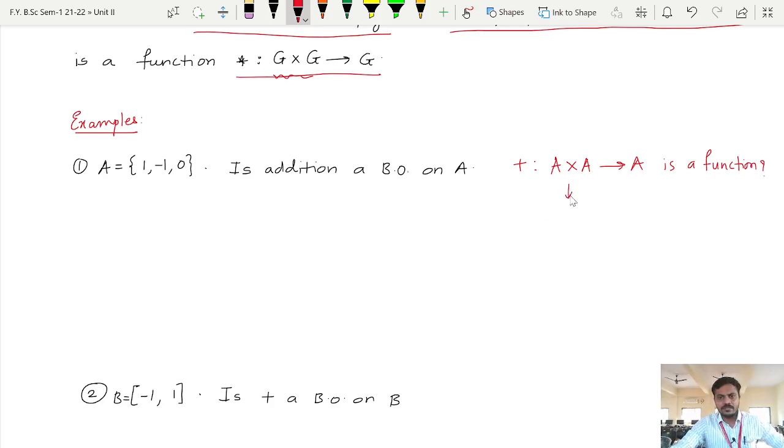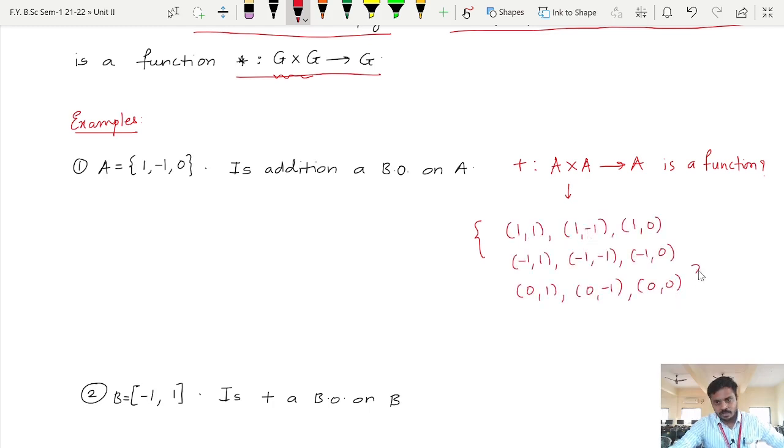It is simple. Let us find what A cross A is. Over here A cross A is going to contain 9 elements. So first of all let me write those 9 elements: (1,1), and so on. These are the 9 elements of A cross A.